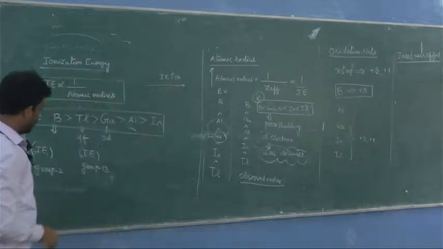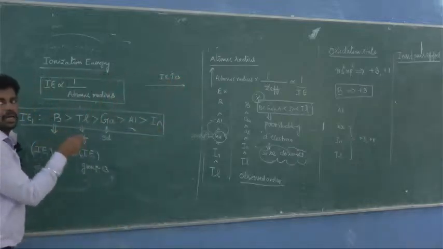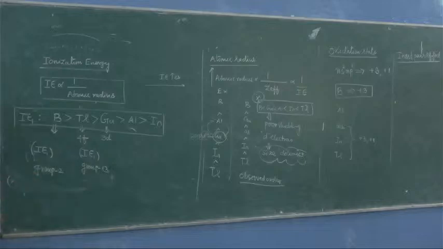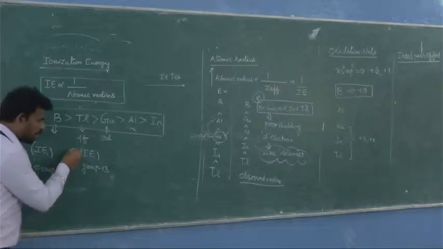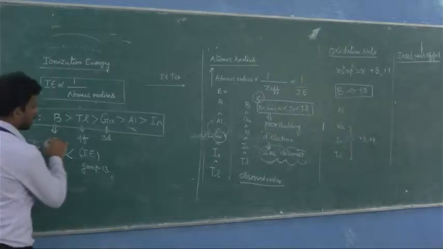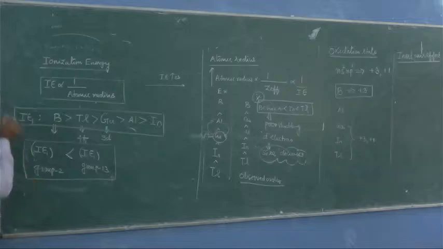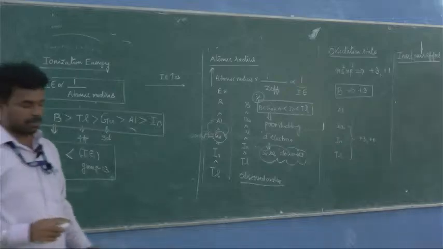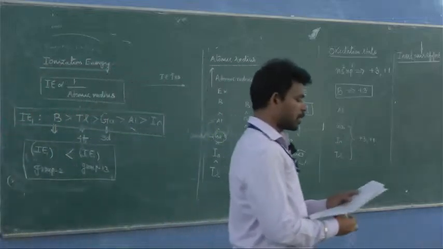Increases. So when you compare group 2 elements and group 13 elements, group 13 is going to have more ionization energy when compared to group 2. Please note this. If they ask which has higher ionization energy, group 2 or group 13, group 13 has more ionization energy. Is it clear? So that's all about this one.